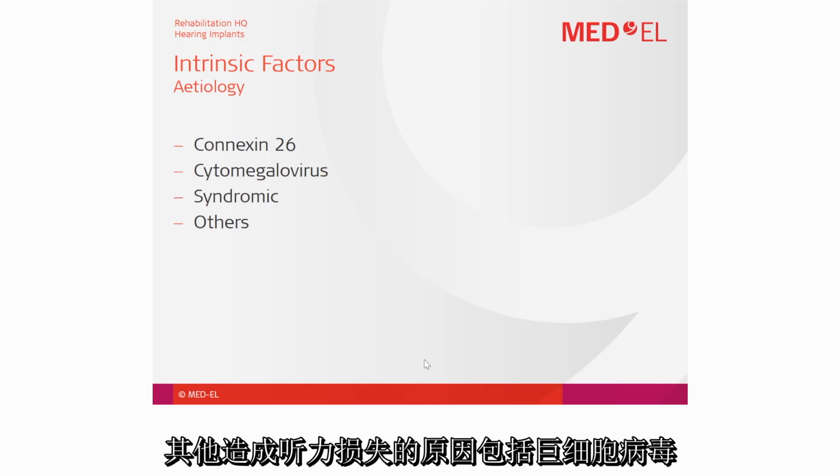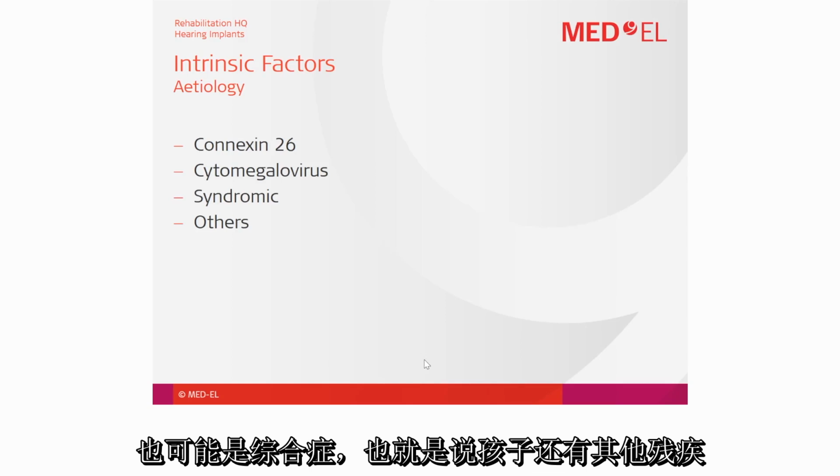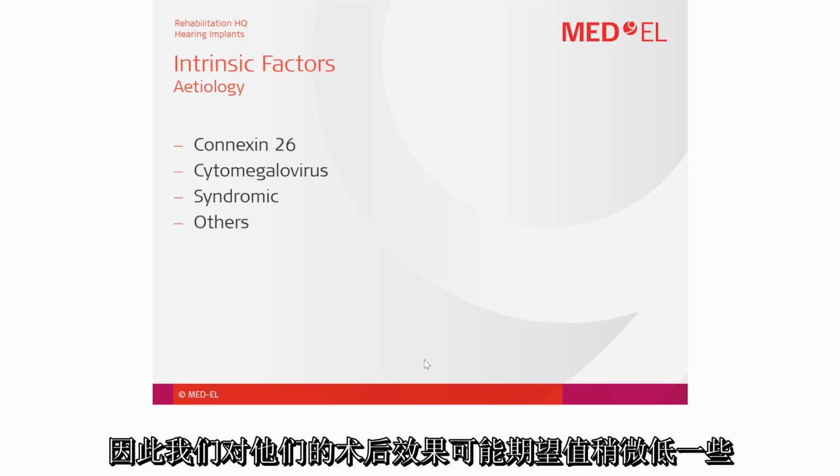Other causes of hearing loss can be things like cytomegalovirus. It can be a syndromic cause, so that there are other disabilities present with the child, and then we might expect a somewhat lower outcome. So the cause of hearing loss can give us some clues as to what the outcome might be.